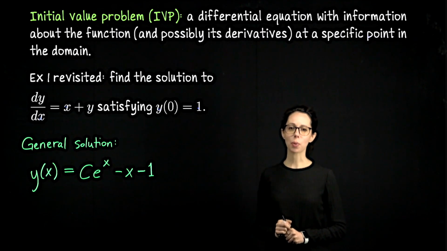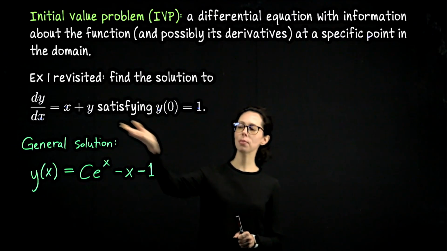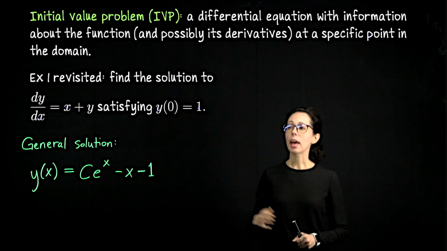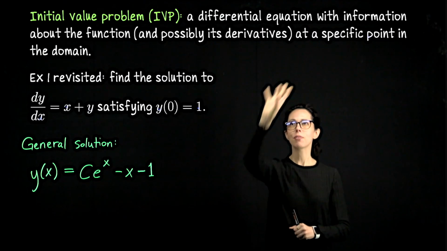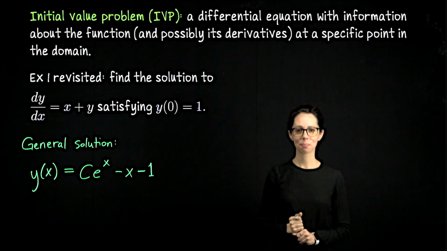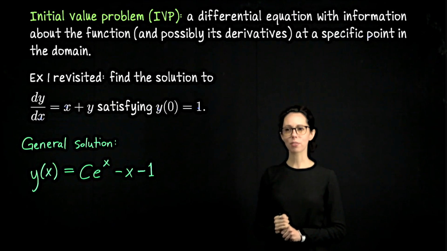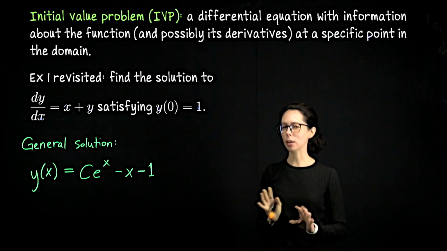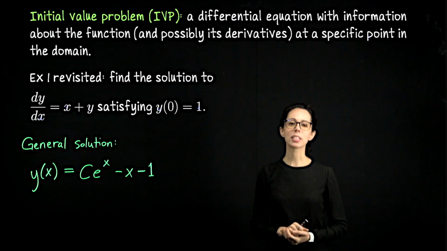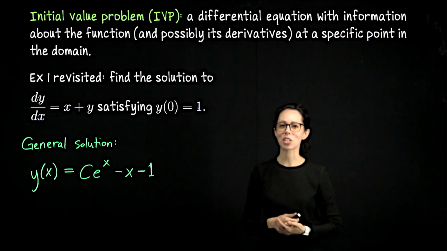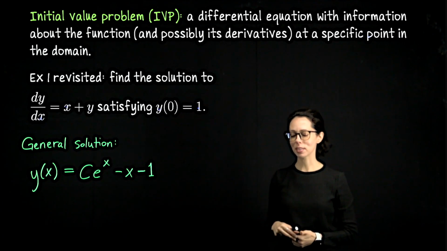An initial value problem is a differential equation, just like before, where you are given some extra information, an initial value, or maybe several pieces of information. So I've written here that it's a differential equation together with information about the value of the function and possibly its derivatives at a specific point in the domain. This kind of vague expression here can actually be made precise.